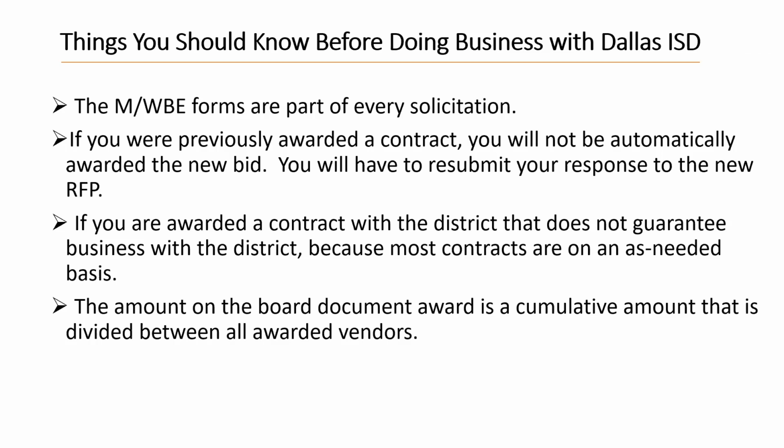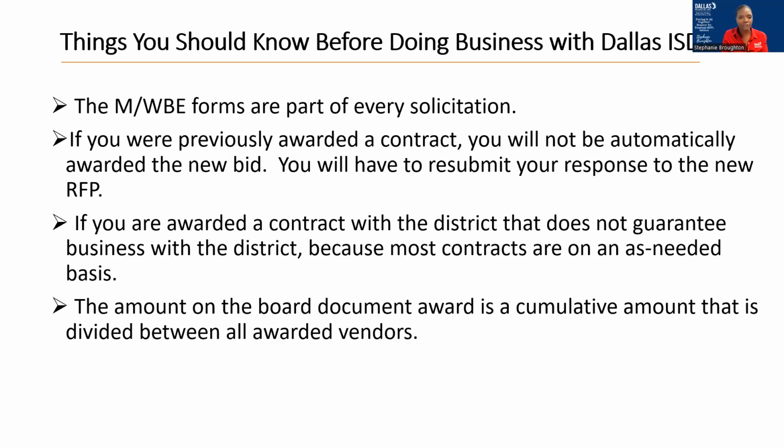And then the amount on the board document award is a cumulative amount that is divided between awarded vendors. The reason why this is so important is that if you see that the contract is $5 million, the $5 million is not for just one vendor. That $5 million is based off of that award or that contract, not based off of a vendor.